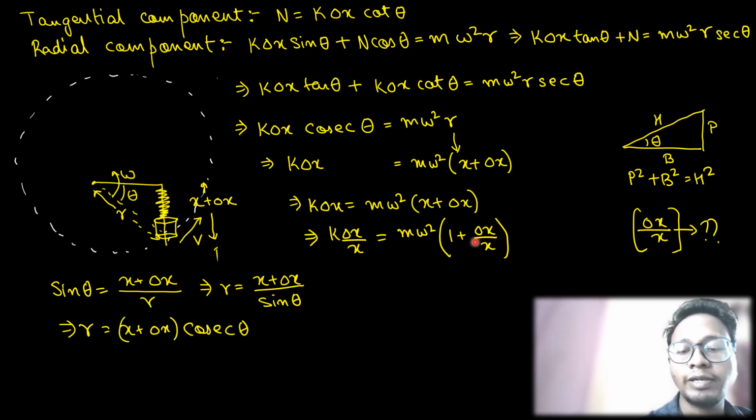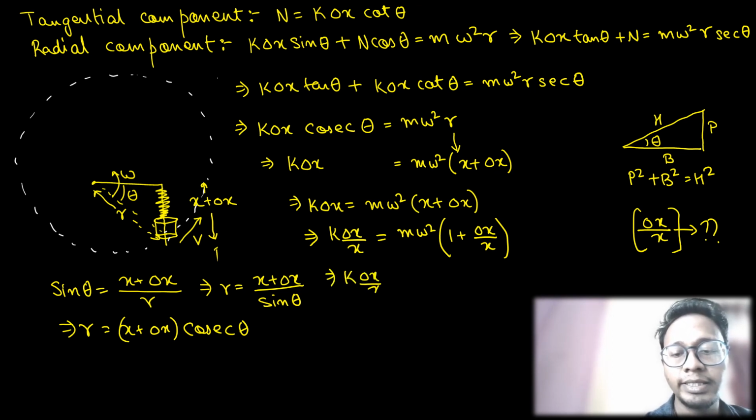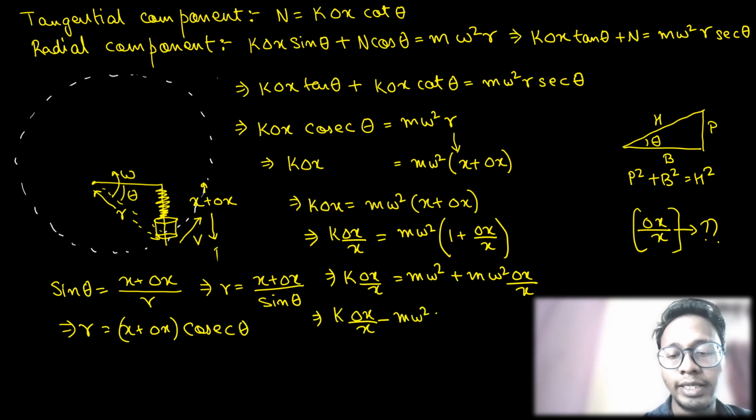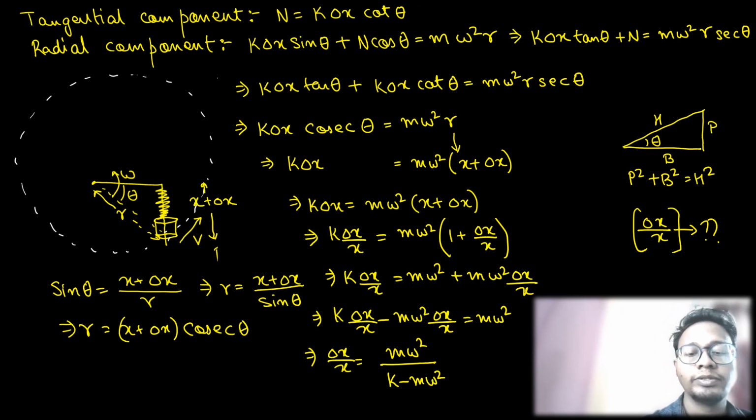So can we isolate this value? Of course, k delta x by x is equals to m omega square plus m omega square delta x by x. So we isolate all the values. K delta x by x minus m omega square delta x by x is equals to m omega square, or out here delta x by x is equals to m omega square by k minus m omega square. So this is our answer.